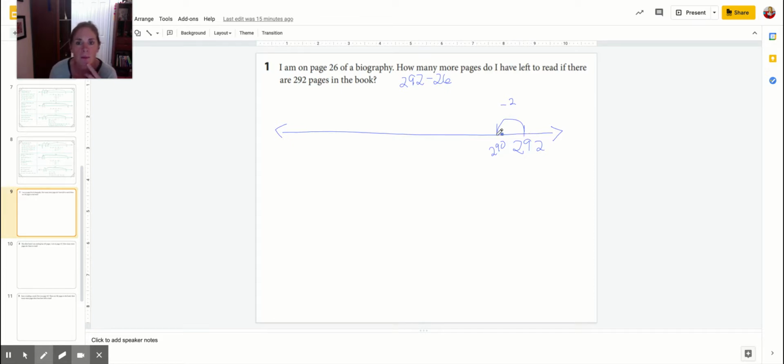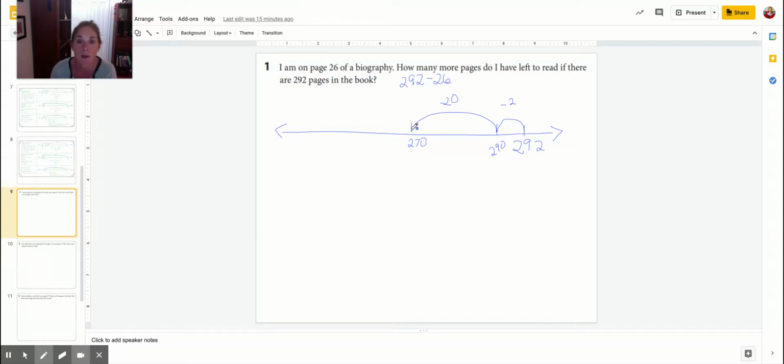Then I'm going to hop back 20. So I'm going to say 290. The 10 before that is 280. And then the 10 before that is 270. So minus 20 brings me to 270. And then I have 20, 22, 23, 24, 25, 26.